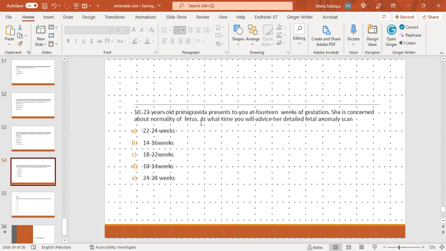MCQ number 10. A 23-year-old primary gravida presents to you at 14 weeks of gestation. She is concerned about normality of fetus. At what time would you advise her detailed fetal anomaly scan? C. 18 to 22 weeks. C is the right option, 18 to 22 weeks.